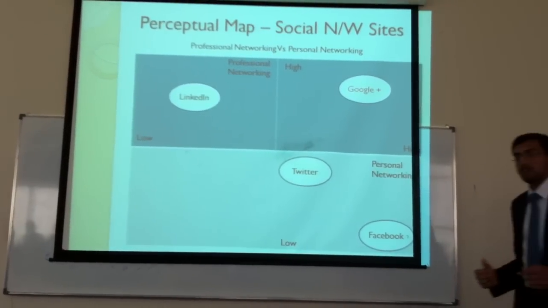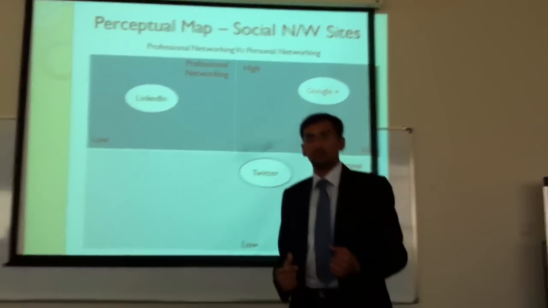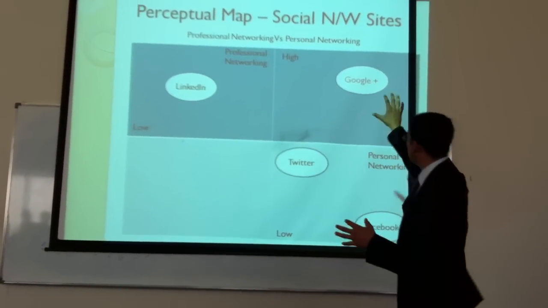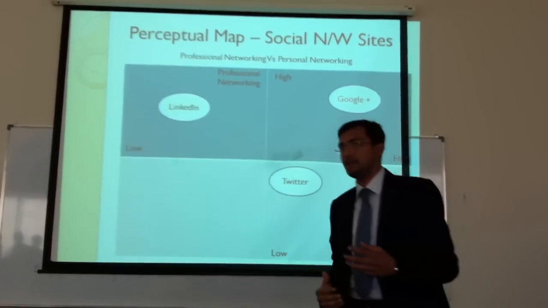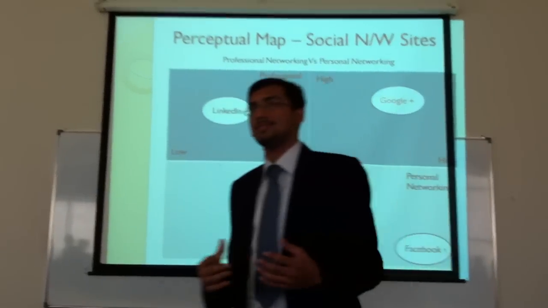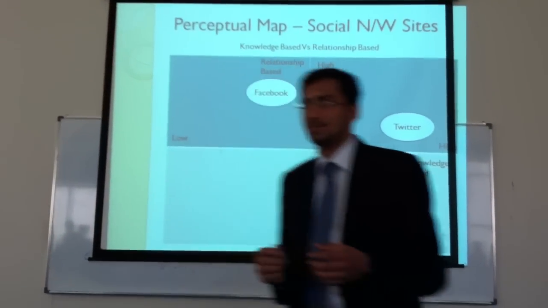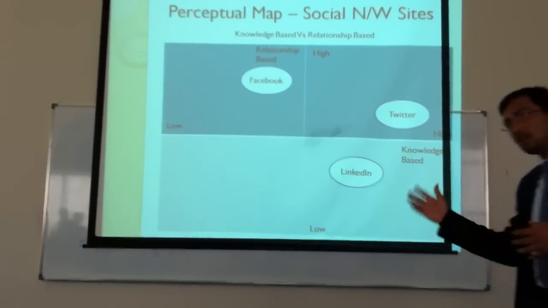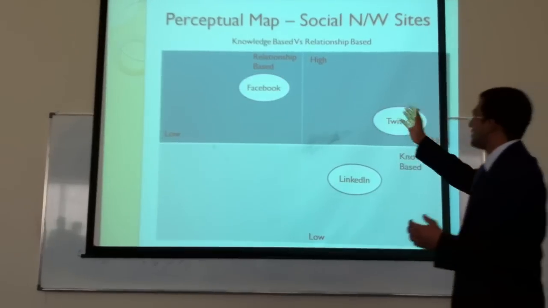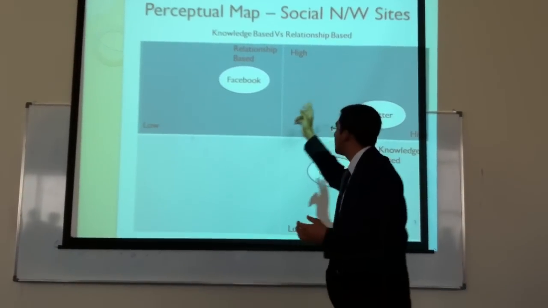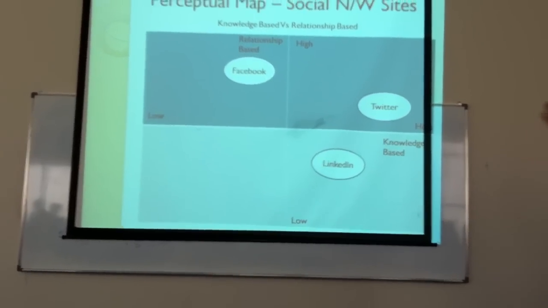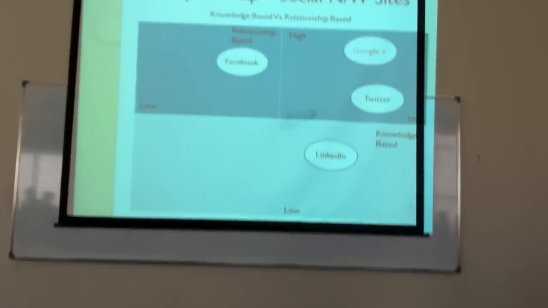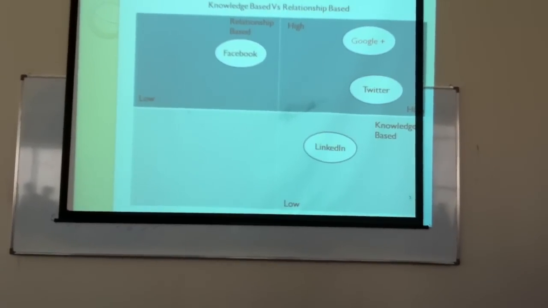And say Google Plus, being a new entrant into social networking sites, if it tries to position itself somewhere there, its prospects would be better. This is a small analysis based on data which I studied from the internet and used to draw these maps. Next is based on knowledge and relationship; a similar analogy can be drawn here as well, and then the next can be a probable position for Google Plus.